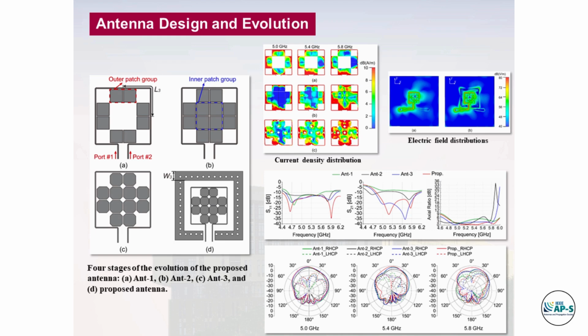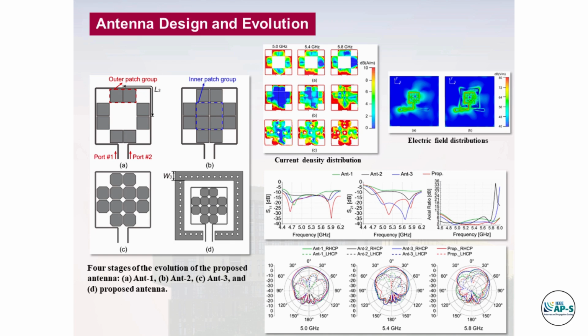By this way, the coupled power for the 4 outer patch group elements becomes more balanced, as shown in the figure of current density distribution. Thus, the operating bandwidth has been improved in antenna 2 and further in antenna 3.